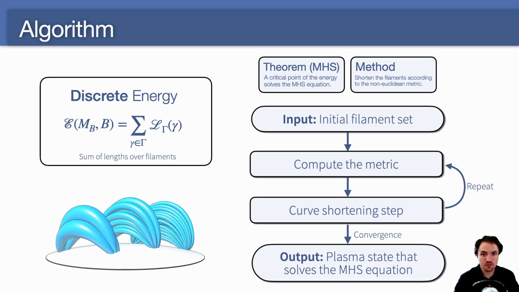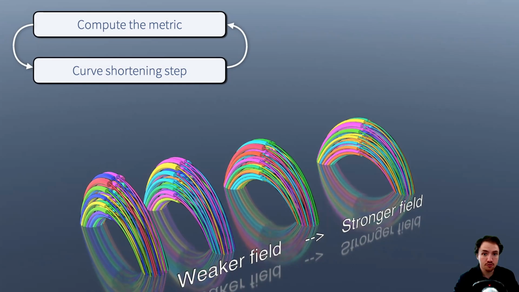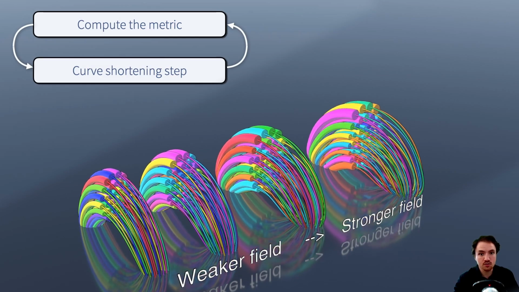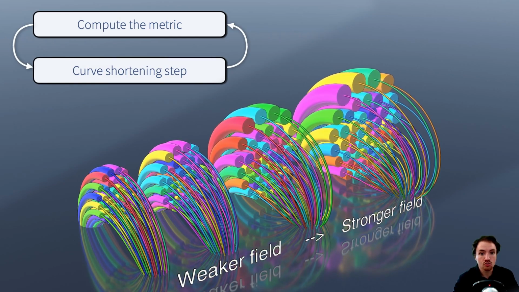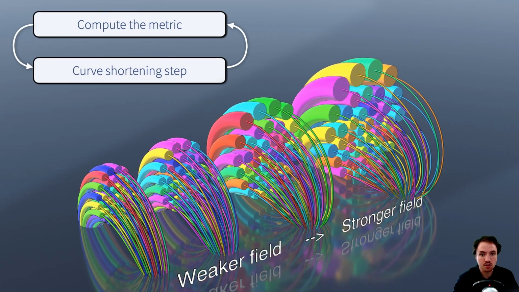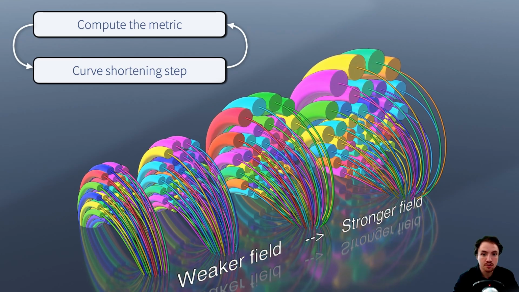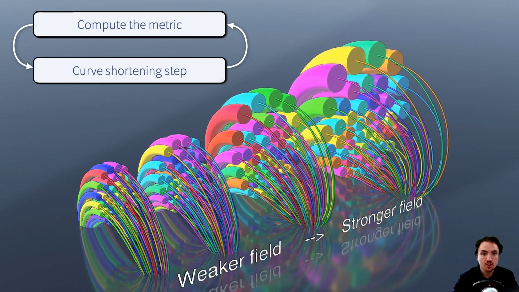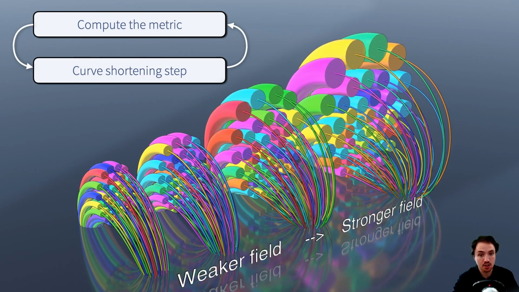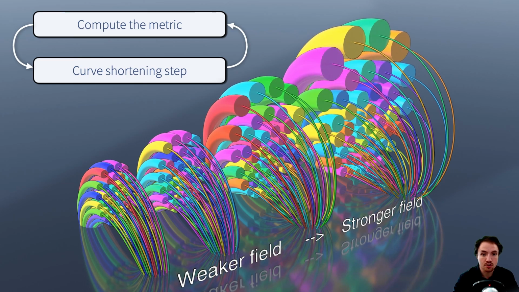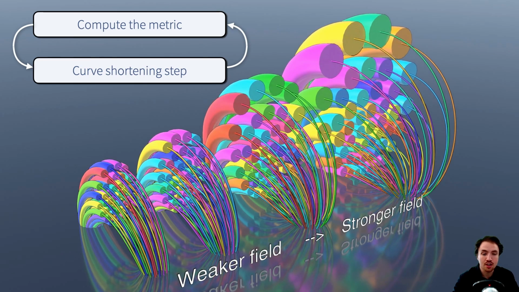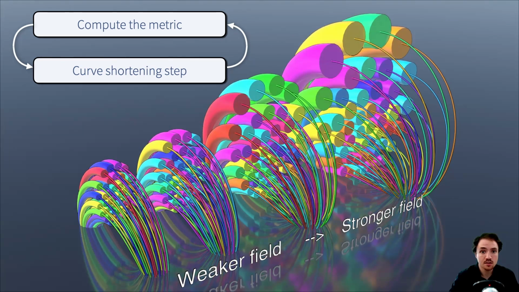Here is some footage of this process. An initial bundle of filaments comes with different magnetic field strength. What we see here is the iteration of the computation of the metric and the shortening of the curves. Shortening with respect to a non-Euclidean metric means that the shortest path won't necessarily be a straight line. You can think of it as if the space has been warped substantially. Here we also see that stronger magnetic fields expand further, as they are able to push more strongly against the exterior gas. This covers the main algorithm of our work.